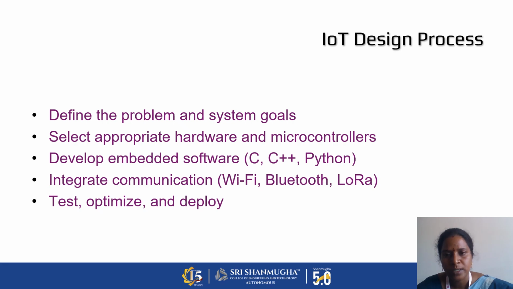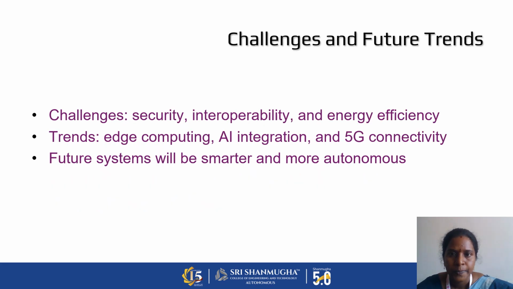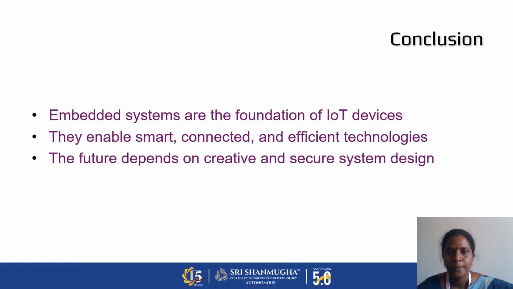So these are some of the design processes in IoT design, and some challenges and future trends. Security is a very good application area, along with interoperability and energy efficiency. The trends are edge computing, AI integration, 5G connectivity and beyond 5G. Future systems will be smarter and more autonomous by using embedded systems and IoT design.